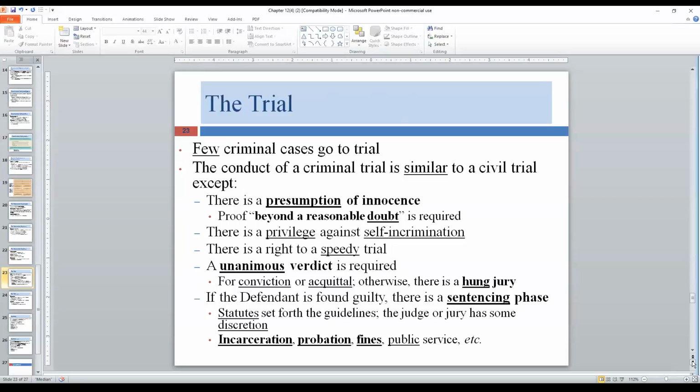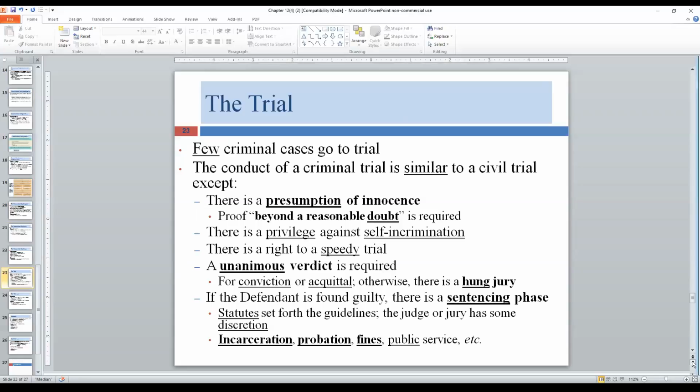Let's look at the differences between a criminal trial and a civil trial. Well, one big difference is that in a criminal trial, there's a presumption of innocence. In a civil trial, there really isn't a presumption either way. The plaintiff bears the burden of proof, but it's just that preponderance of the evidence standard. In a criminal case, the jury is instructed to presume that the defendant is innocent until he's proven guilty beyond a reasonable doubt. And so the jury is really supposed to continue presuming innocence for quite a while.